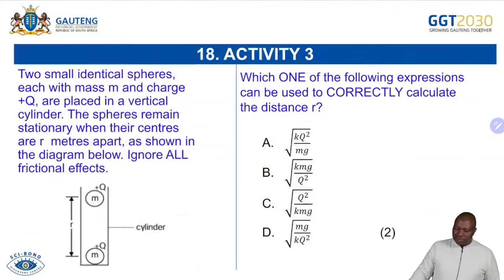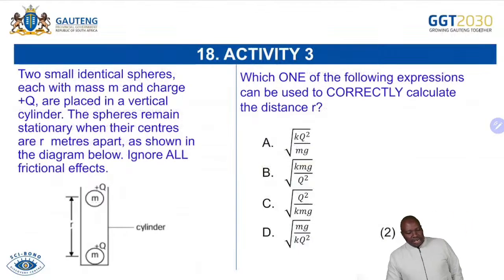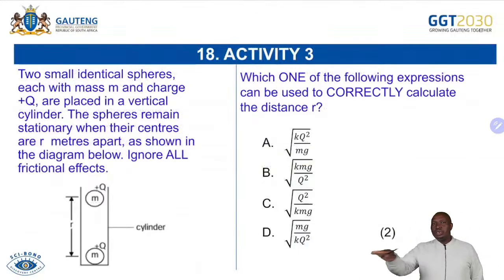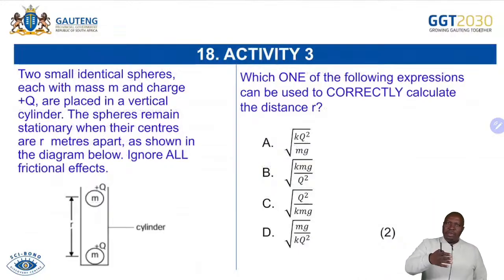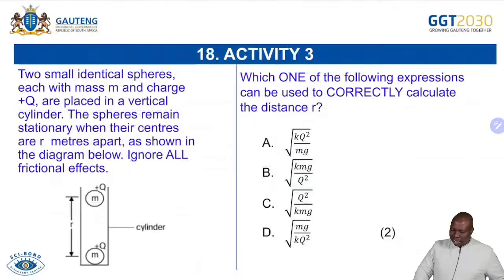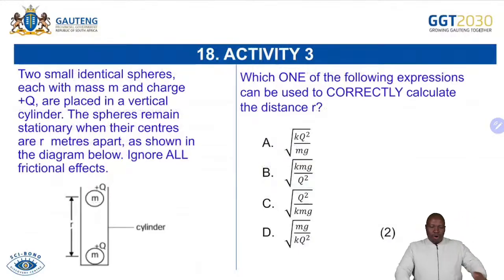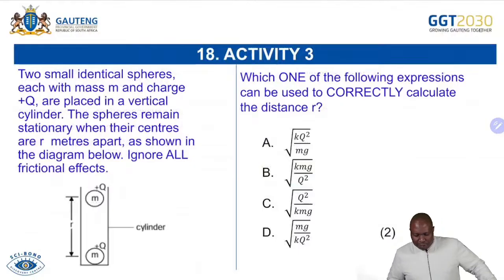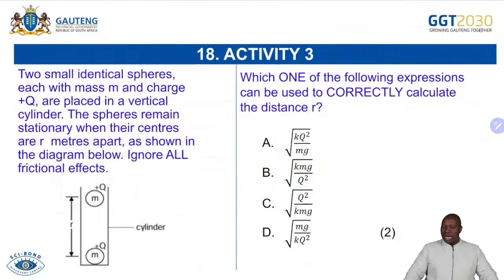Two small identical spheres, each with mass m and charge q, are placed in a vertical cylinder. You see now, it's not always horizontal. It is still one dimension. It's just that the cylinder is vertical. The spheres remain stationary when their centers are r meters apart, as shown in the diagram below. Ignore all frictional effects. Which one of the following expressions can be used to correctly calculate the distance r?